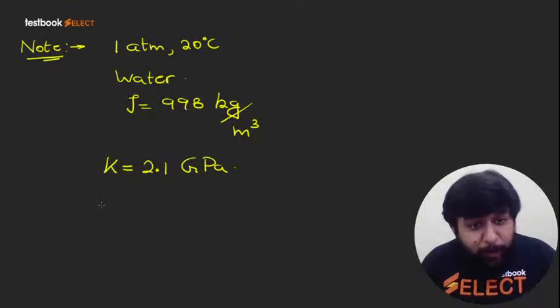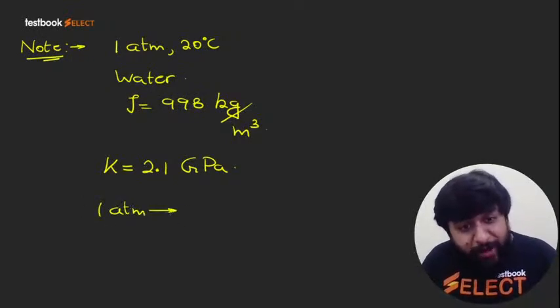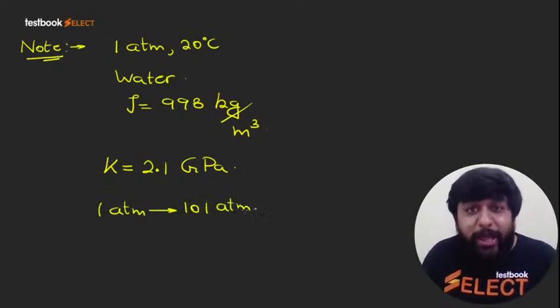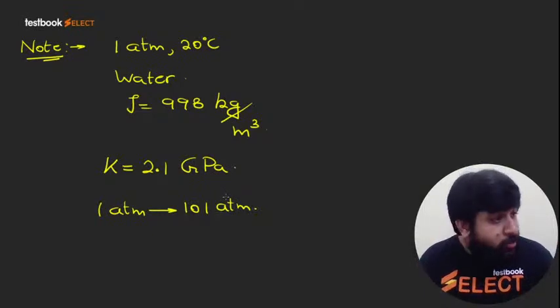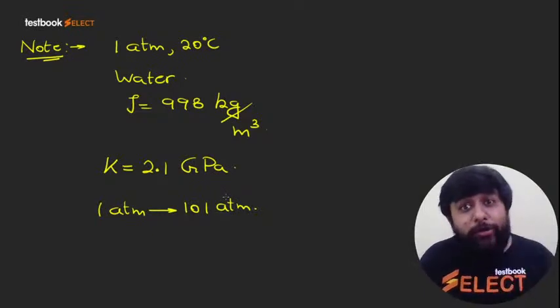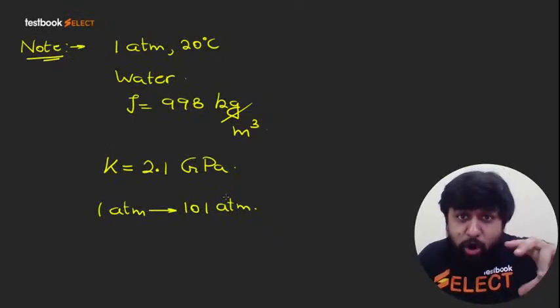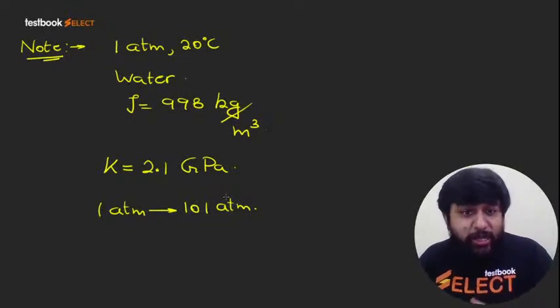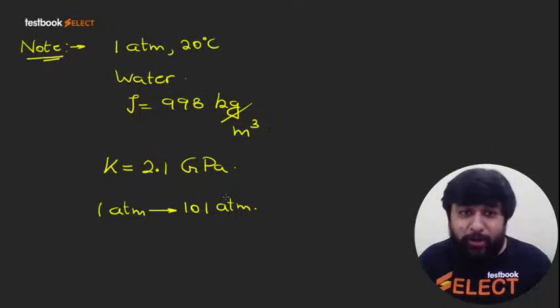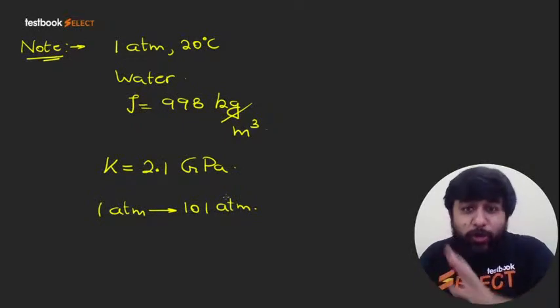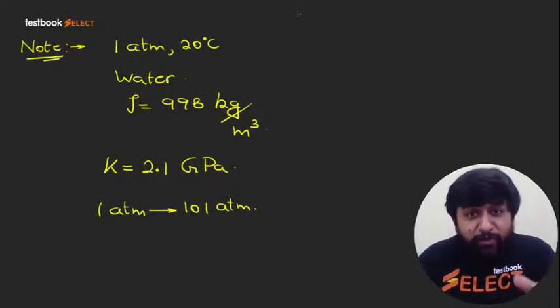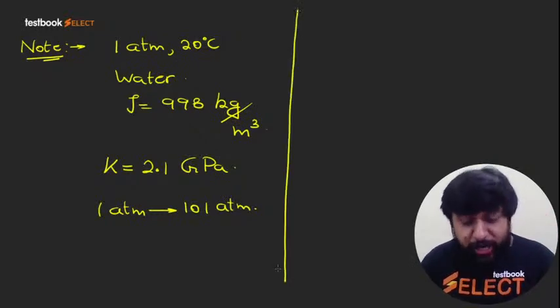Now assume that the pressure on water changes from 1 atmosphere to 101 atmosphere. So this is like 100 times change. The pressure has changed almost 100 times. What I will do is find out the change in density. I know you guys can also do it, so you also do it, and I will also do it. We will find out how much the change in density is.